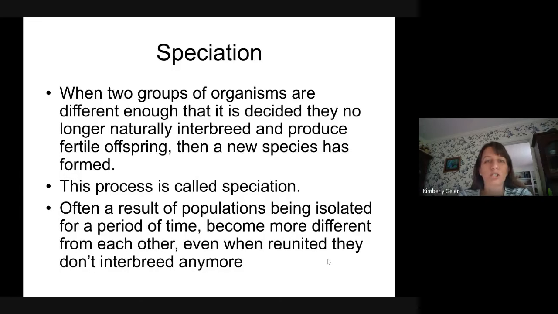So how do we get speciation to happen? Usually this is a result of populations being isolated for a period of time. As they are isolated from each other, differences build up between them. And then, even if they get to come back together, they no longer interbreed. Maybe they no longer sing the same song or have the same mating dance, or maybe they no longer reproduce at the same time. Like maybe one plant flowers in May and the other one flowers in July. So if they no longer can reproduce, then they are a separate species.